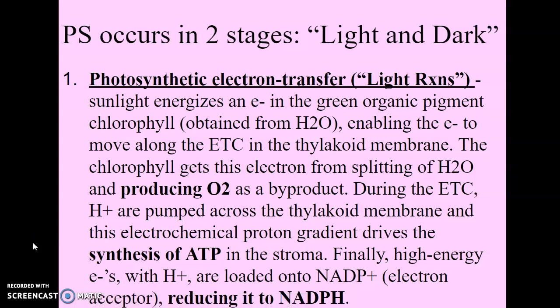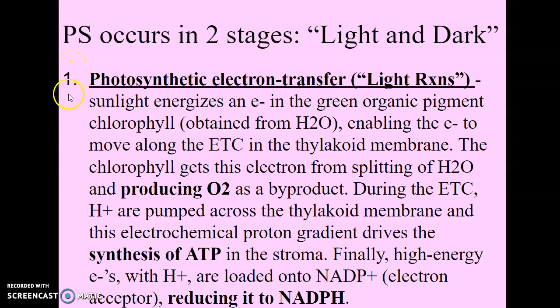Hi everyone, so we're going to go ahead and continue with video 2, which is going to be the overview of photosynthesis. So photosynthesis occurs in 2 stages, and in layman's terms we refer to these stages as the light reactions and the dark reactions. But obviously they have more scientific terms than that.